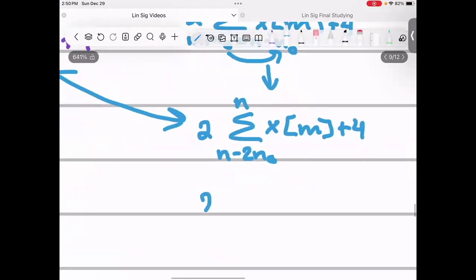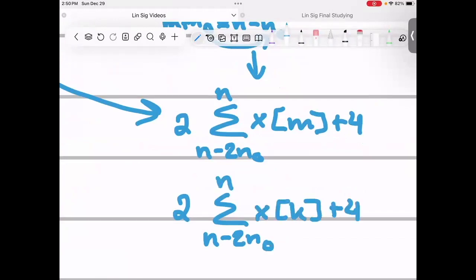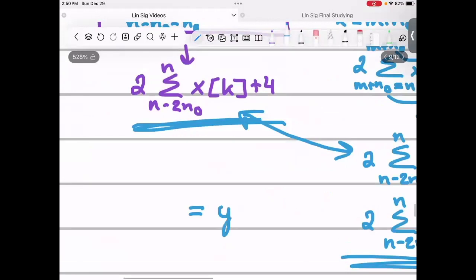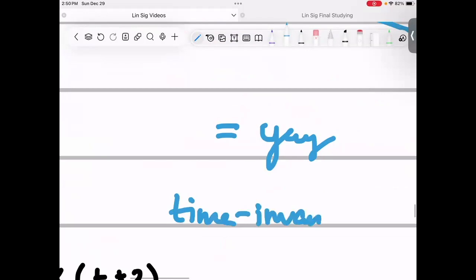So we can actually just call this k instead of m. So we're going to have n minus 2 n naught to n, x of k plus 4. And now this and this are the same. Yay! And then it is time invariant.